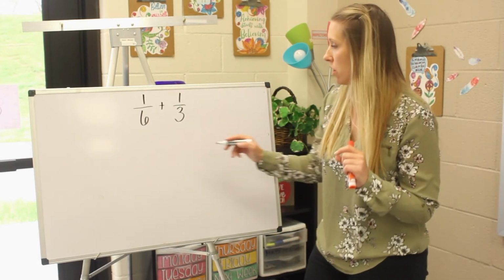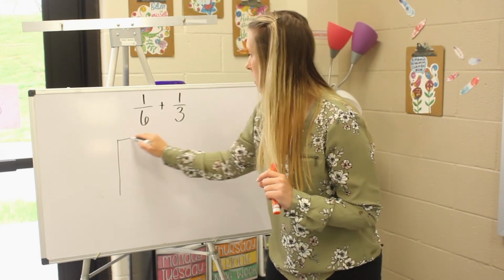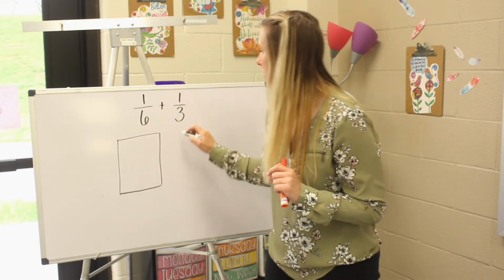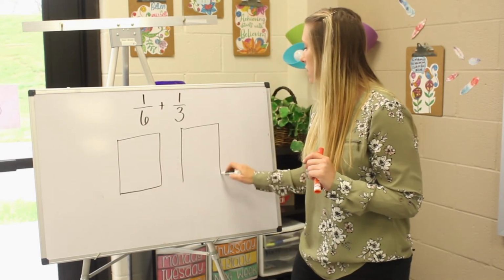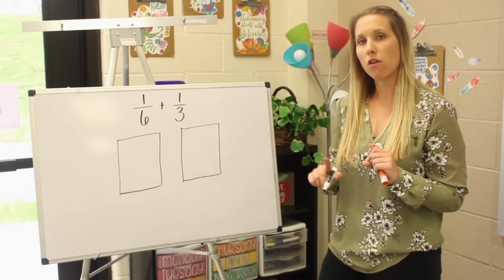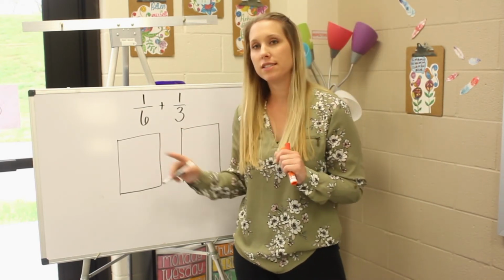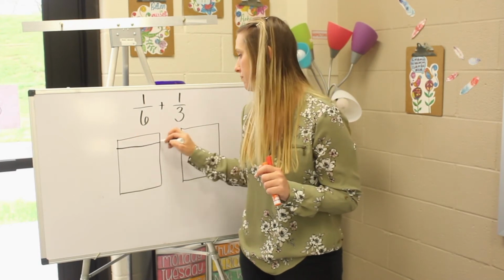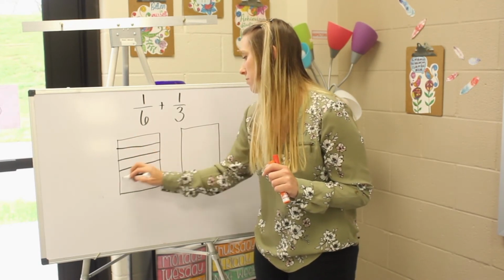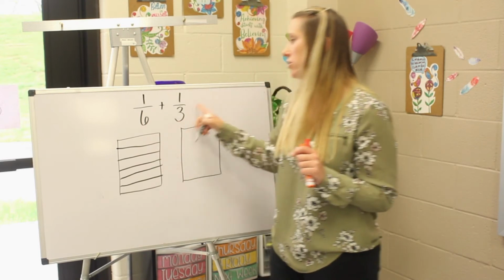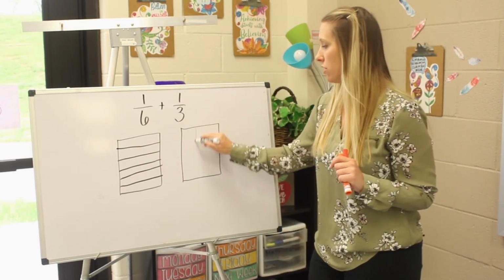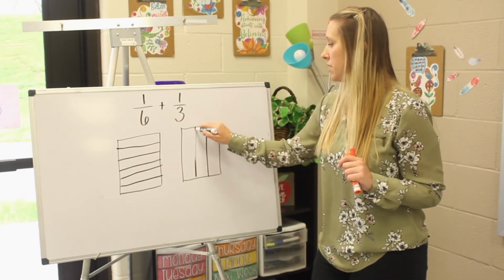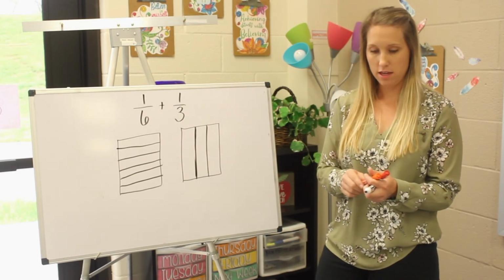You may have started with a model. Your first model, you would have cut into 6 pieces because your denominator was 6. Your second model would have been cut into thirds because your denominator was 3.